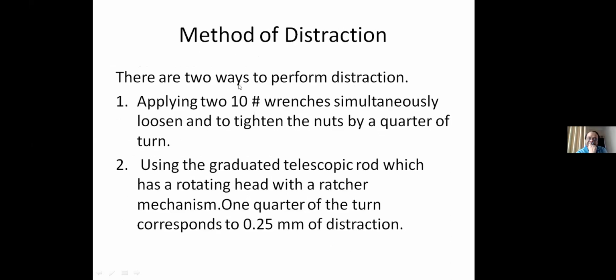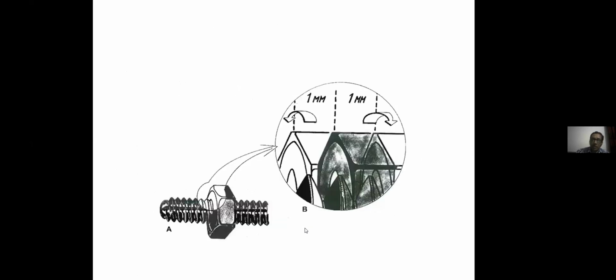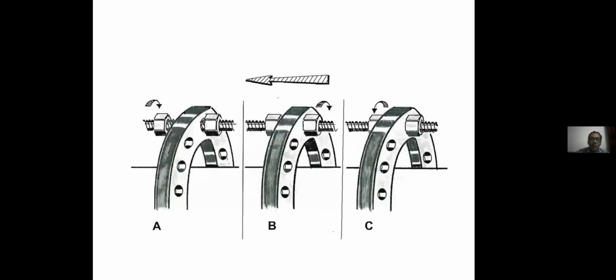Method of distraction. There are 2 ways to perform distraction. Number 1, applying 2 number 10 wrenches simultaneously, loosen and tighten the nuts by a quarter of a turn. Number 2, using the graduated telescopic rod, which has a rotating head and a ratchet mechanism. We know 1/4 of a turn corresponds to 0.25 millimeter of distraction. Here, the nut shows a full turn, which resembles 1 millimeter of distraction and compression.